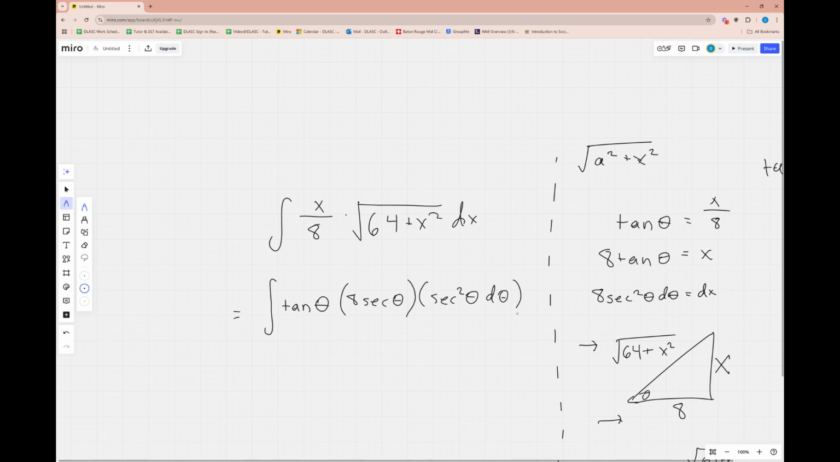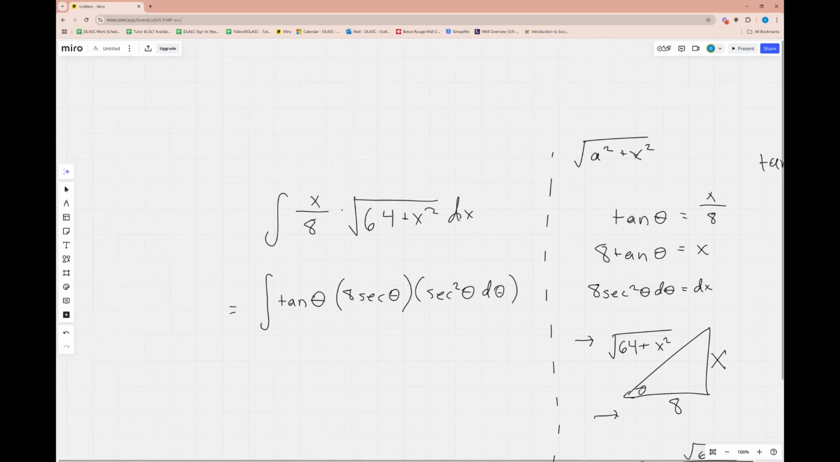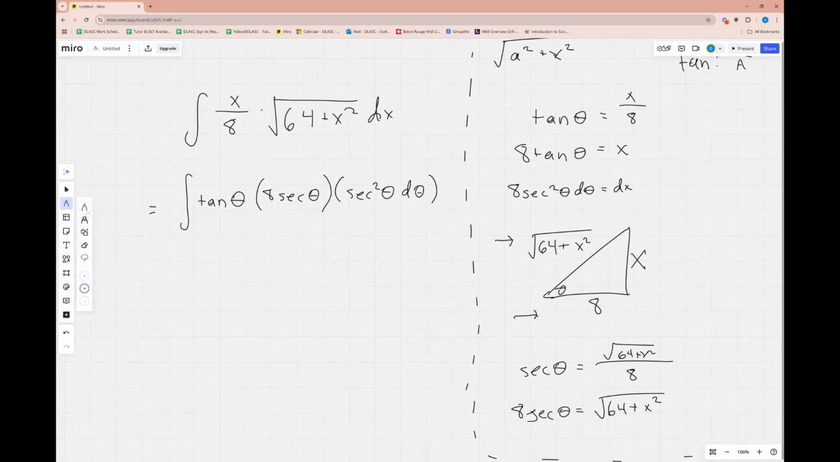Okay, so now I see something that I can do. Hopefully you can see it too. I'm going to rearrange this and then maybe you'll be able to see. Oh, I forgot my 8 here. All right, so I'm going to pull my 8 out. We're going to have 8 squared times the integral of secant squared theta, and I'm going to leave this out. I'm not going to make that secant cubed because the derivative of secant theta is secant theta tangent theta.